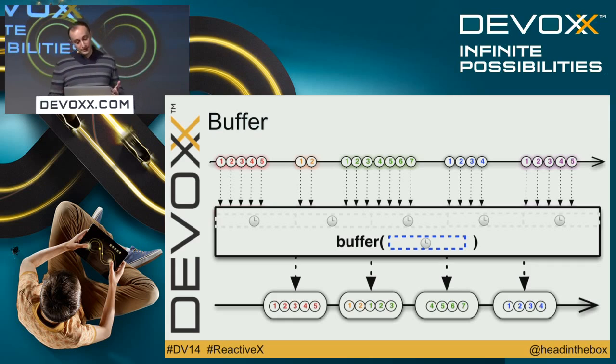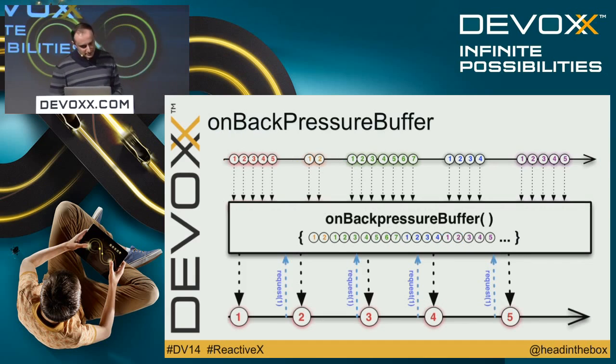Now, if we are really interested in not dropping any values because they are really important, like diamonds or whatever, then we could use onBackpressureBuffer. So this basically makes sure that all the events get buffered, as long as they fit in memory, obviously, and then emits them whenever the reactive pull mechanism asks for them.